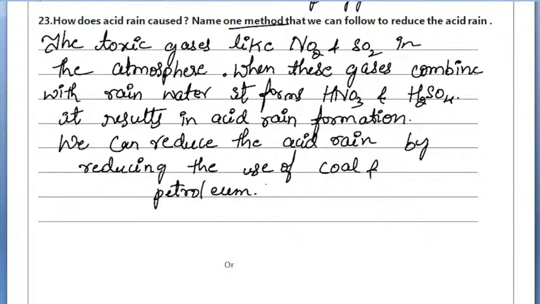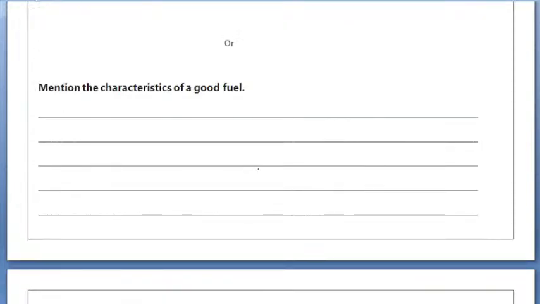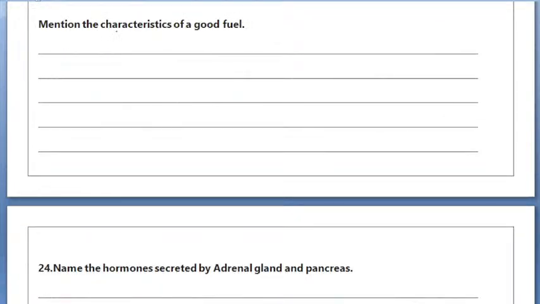Okay, next question, children, mention the characteristics of a good fuel. So, they would have taught you this in school also, what are the characteristics of a good fuel?